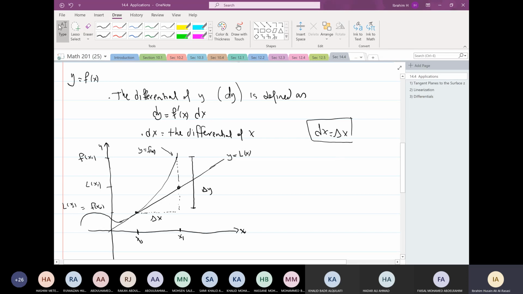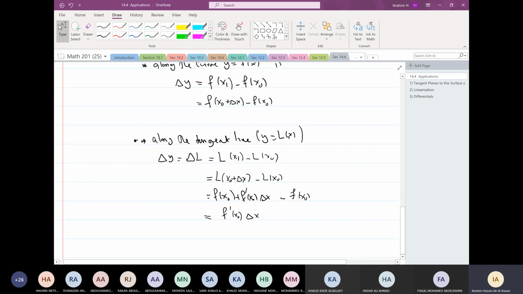So we use this, so now I can have the following. Then I will replace delta x by dx. So this is f prime at x0. Delta x becomes dx. In this case, what is f prime x0 dx? What is this quantity?